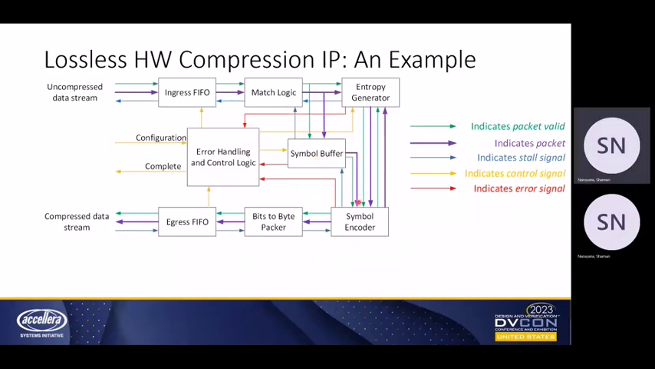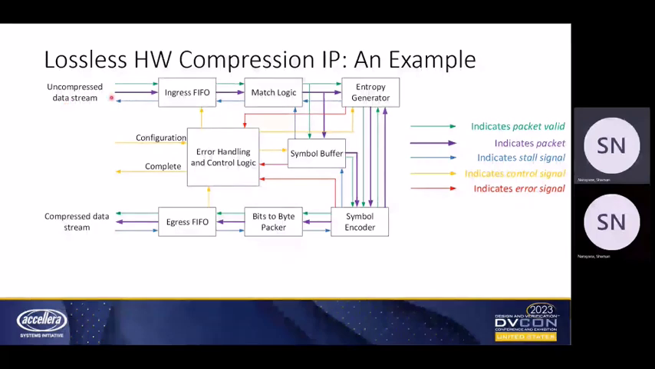The symbol encoder encodes the symbol to the specific entropy and sends the encoded symbols, which is also known as the compressed bit stream, to the next stage of bit-to-byte packet. Here, the compressed bit stream is converted to the byte packets and sent to the egress FIFO. From the egress FIFO, the user reads the compressed data stream.